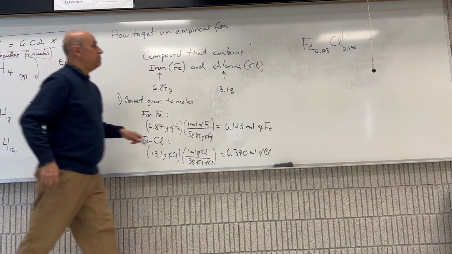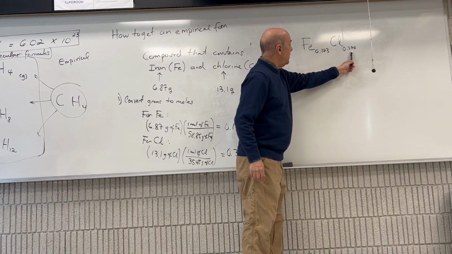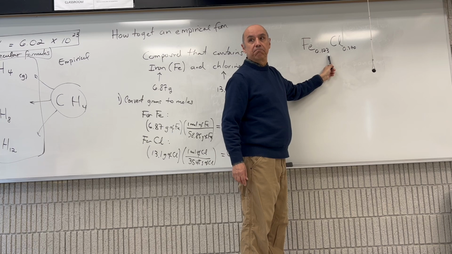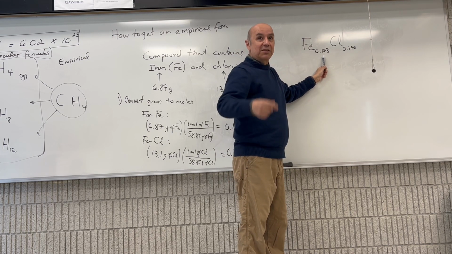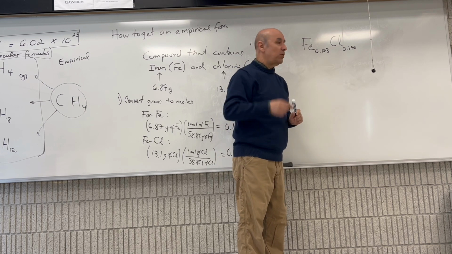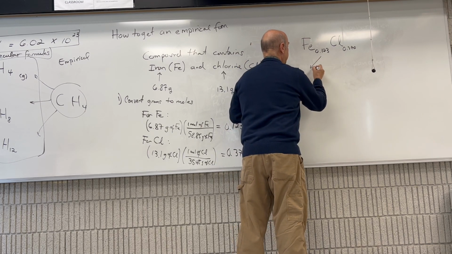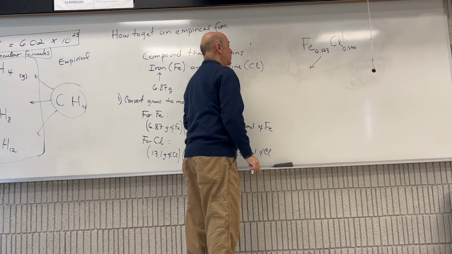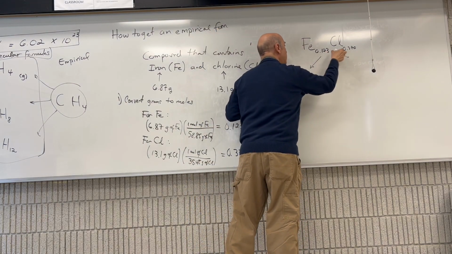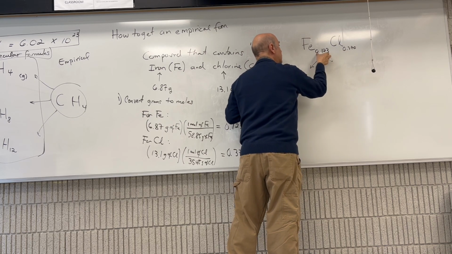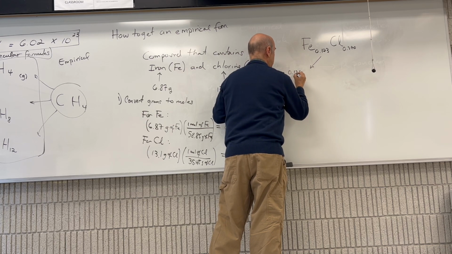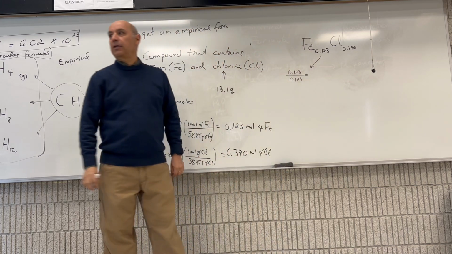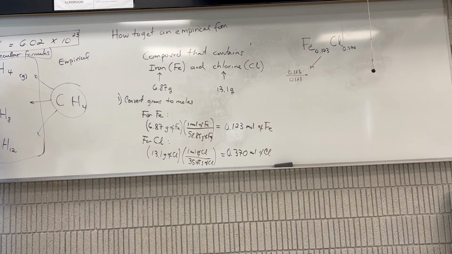We're going to look. This number is larger than that number, right? 0.370 is bigger than 0.123. In other words, 0.123 is the smaller number of the two. This is what you're going to do. You're going to take the smaller number of the two, and then divide both of those mole amounts by that smaller number. So 0.123 divided by 0.123 gives me 1.